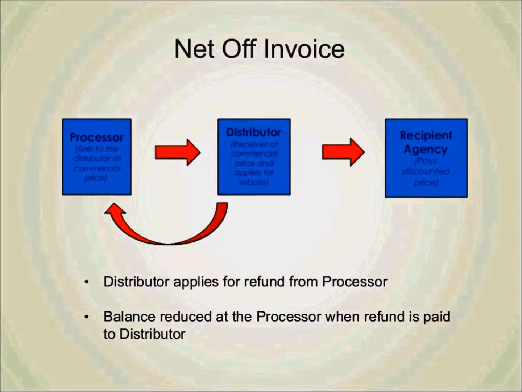The RA's USDA Foods inventory balance at the processor is reduced when the refund is paid to the distributor for the agency's order. The delivery fee should either be listed separately on the invoice from the distributor or listed on another document that clearly outlines the delivery charges. It is the processor's responsibility to verify that the sales made to an RA from the distributor were at the discounted rate. The processor confirms with the RA that they have received and paid the discounted net price.